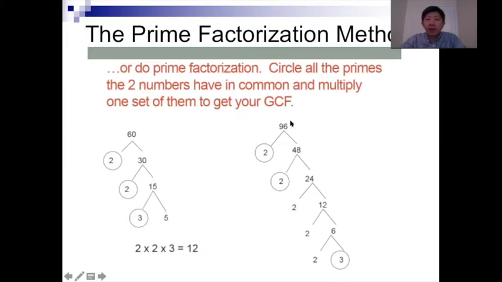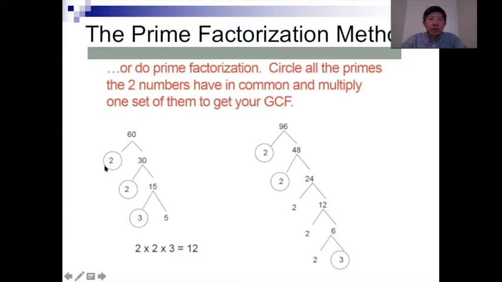Now what about 96? Take 96 divided by 2, I get 48. Take 48 divided by 2 and get 24. Take 24 divided by 2, get 12. Take 12 divided by 2, I get 6. Finally, we take 6 divided by 2, I get 3. So now, with the prime factorization, we take the prime numbers the two numbers have in common and multiply one set of them to get the GCF.